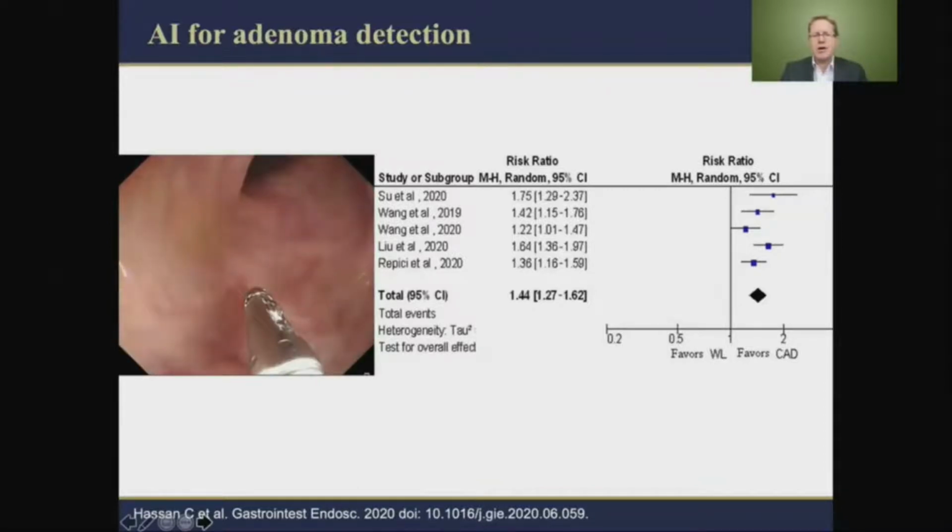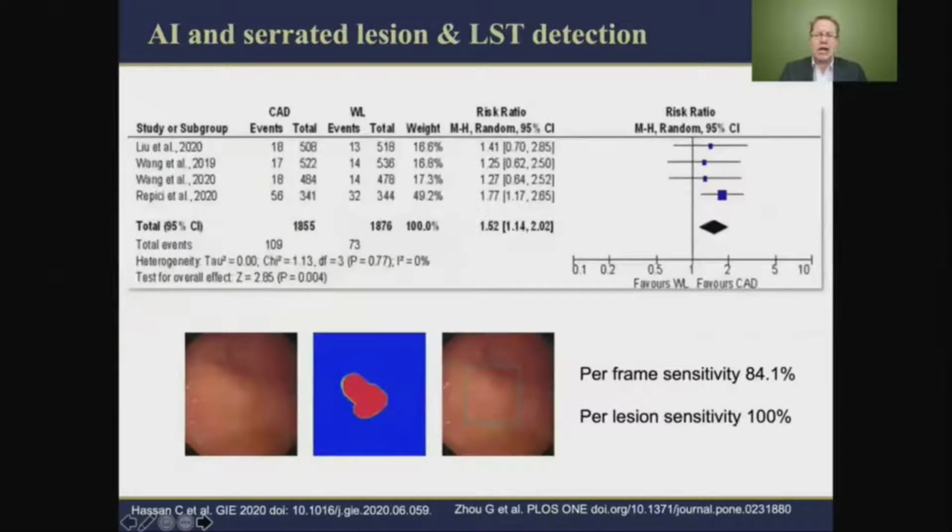There's been concern about whether serrated lesions and particularly LSTs, relatively rare lesions in the AI training data sets, would also be well detected. In the top there, a little sub-analysis from the Hassan meta-analysis, again, 1.52, maybe even a little bit better for serrated lesions, and also good performance for LSTs.